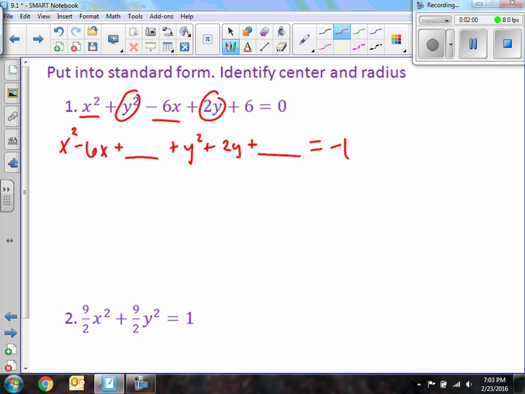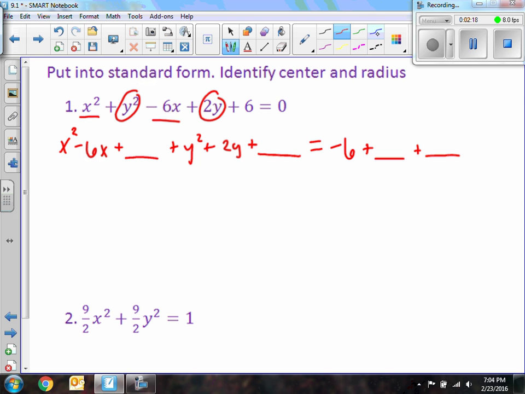negative 6. And then what you have to do when completing the square is you have to take into account both of the blanks on the left side, because what you do to one side of the equation you always have to do to the other. So since we're adding 2 blanks on the left side, we need to add 2 blanks on the right side.